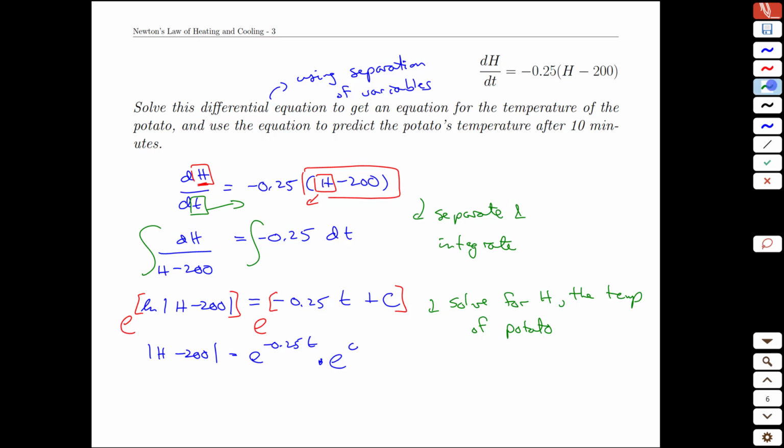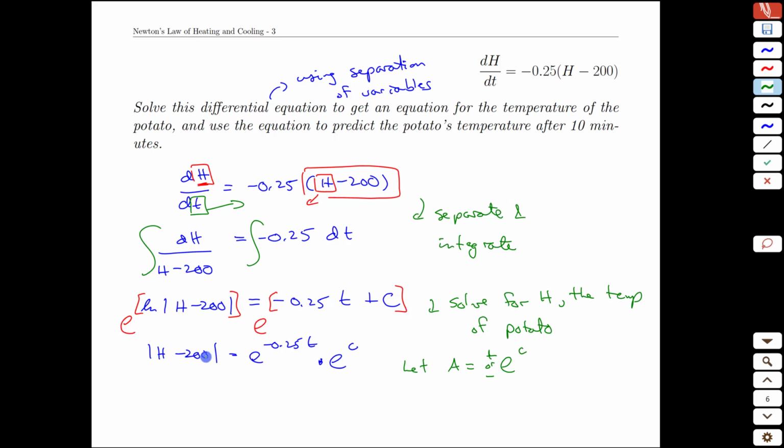Now comes the fun part. What we're going to do is invent a new variable, define a new variable, call it a, and it's going to be equal to e to the c. That's going to simplify that expression there. However, there's also these absolute values that we'd like to take away so that we can solve for the h, and the idea is we just do that all in one step.